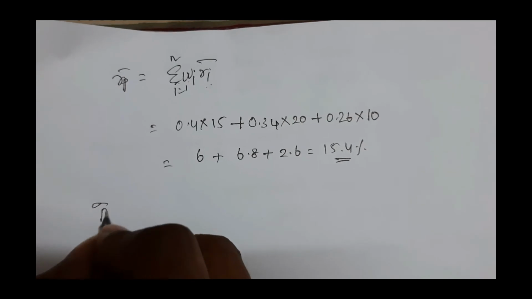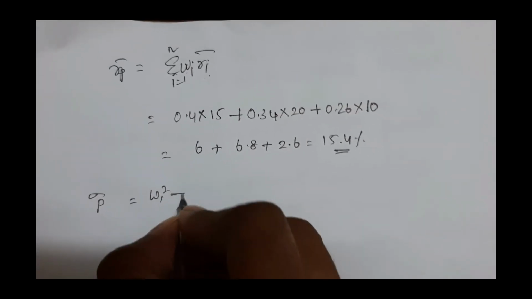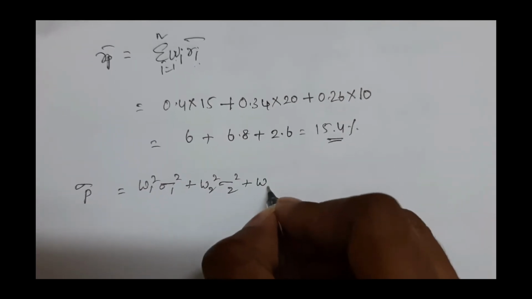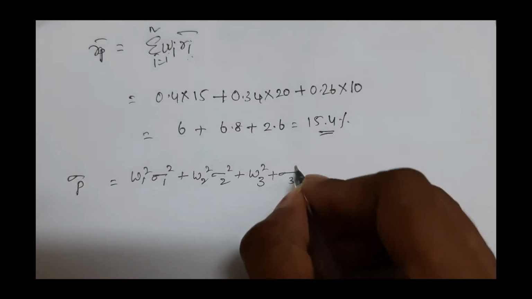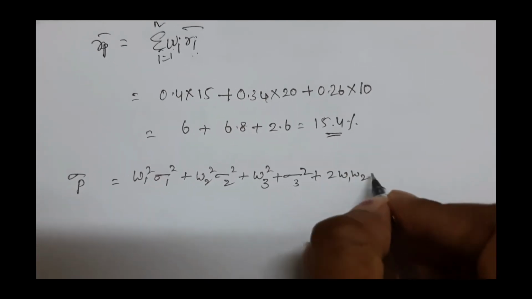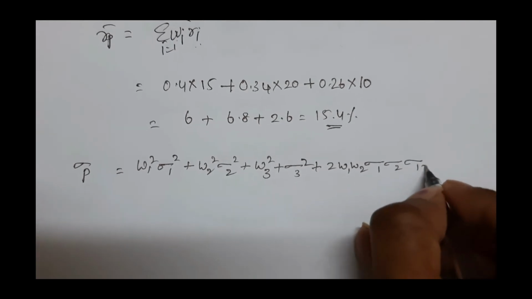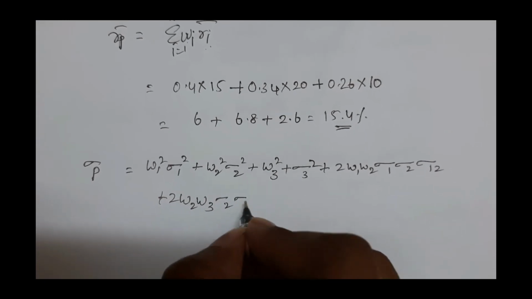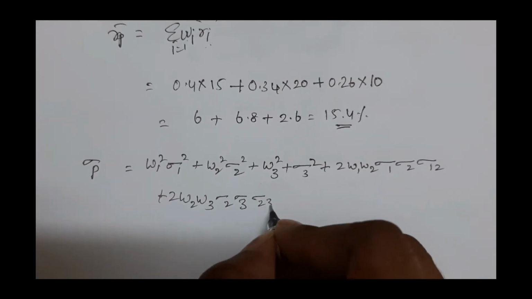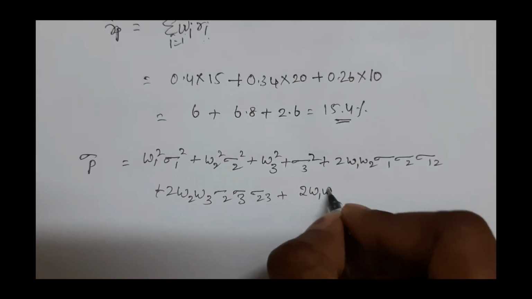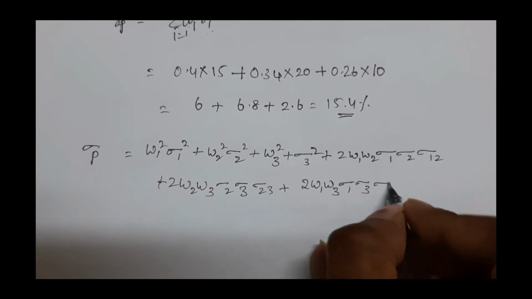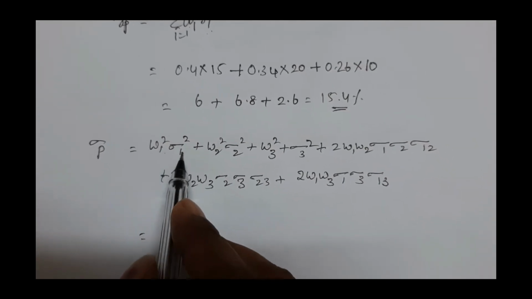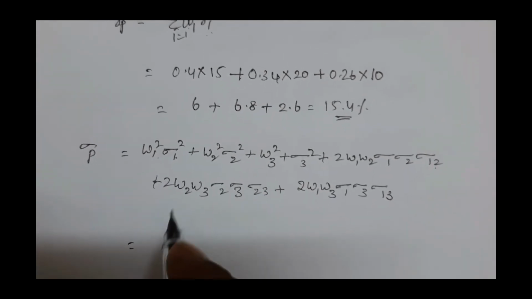Then the expected risk formula is W1 square sigma 1 square plus W2 square sigma 2 square plus W3 square sigma 3 square plus 2 W1 W2 sigma 1 sigma 2 sigma 12 plus 2 W2 W3 sigma 2 sigma 3 sigma 23 plus 2 W1 W3 sigma 1 sigma 3 sigma 13. So we need to simply apply the weights, standard deviations and covariances in this formula.